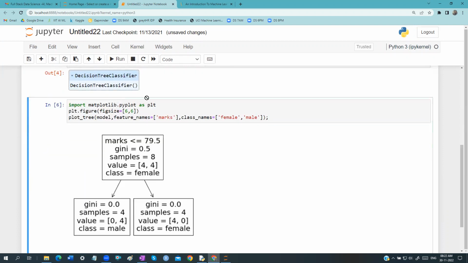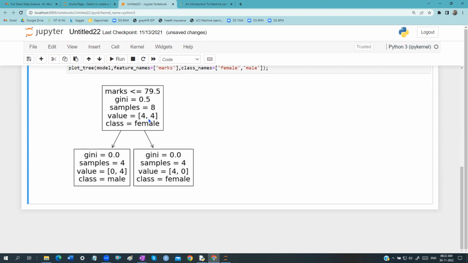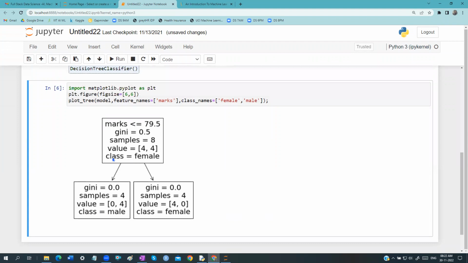Don't worry about what this Gini index is. Total samples are 8, value is 4 and 4: 4 females and 4 males. If marks are less than 79.5, your answer is male: 0 females and 4 males. If it is more than 79.5, it is 4 females and 0 males. See, guys, how simple the model is. It is giving a clear indication of how the data is.